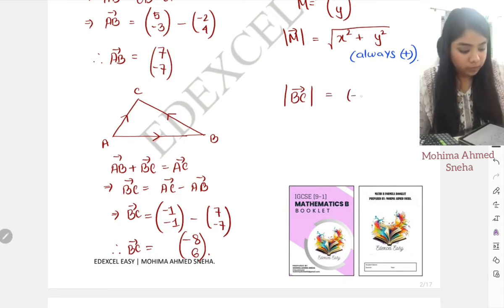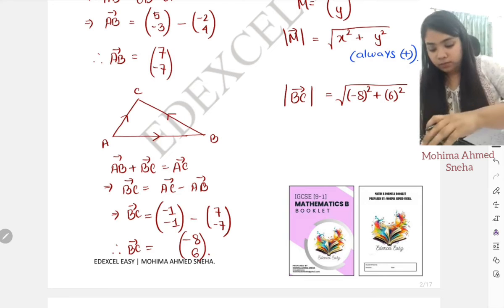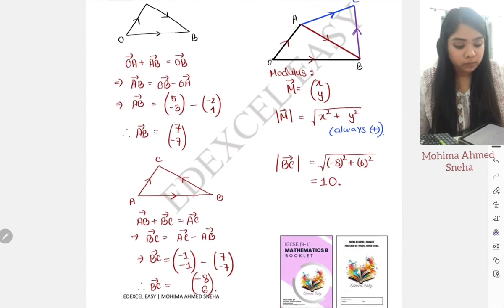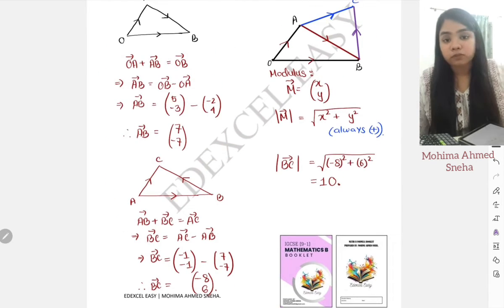So you get the square root of minus 8 whole squared plus 6 whole squared. So you get 10, positive 10. So we're obviously just going to accept positive 10 over here. This is the final answer for the column vector and also for the modulus. This is how you're going to solve column vector and modulus maths.